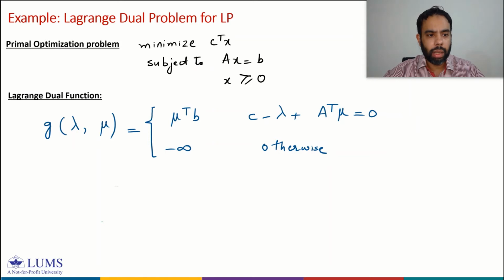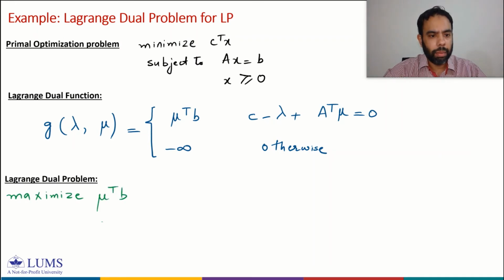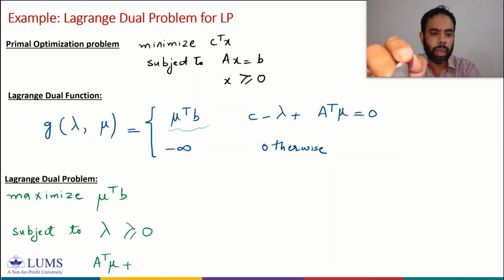So we have this Lagrange dual function, and we can formulate a Lagrange dual problem. In the Lagrange dual problem, we simply maximize this Lagrange dual function. Since it is piecewise, we maximize mu transpose b, only this bit, subject to lambda being greater than or equal to 0, non-negative. We should also have another explicit constraint: we require that c minus lambda plus A transpose mu is equal to 0. That comes from the domain of this Lagrange dual function.